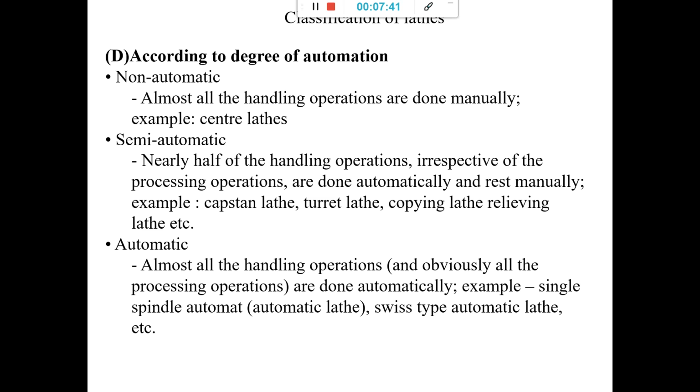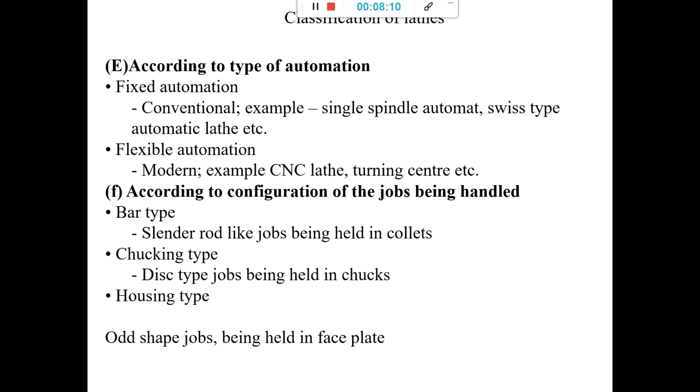Next is automatic. Almost all the handling operations are done, and obviously all the processing operations too are done automatically. That is known as an automatic lathe. For example, single spindle automat or automatic lathe, swiss type automatic lathe, etc. These are according to the configuration.